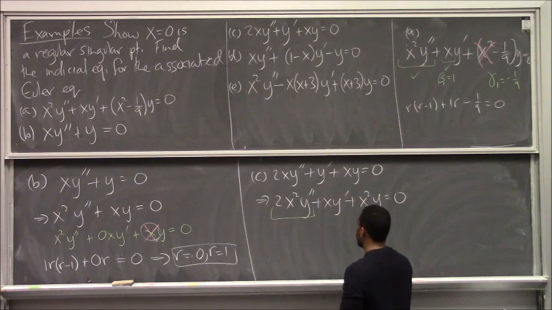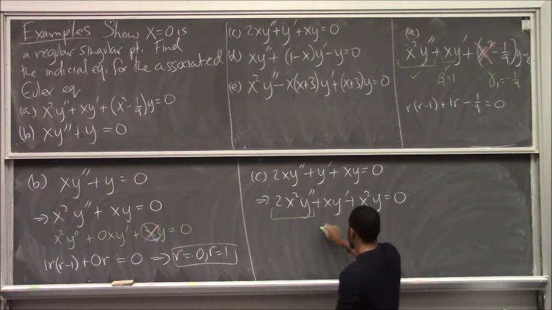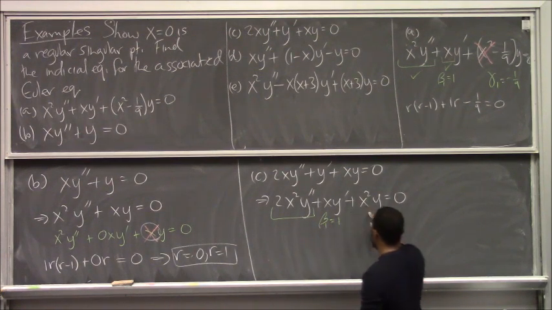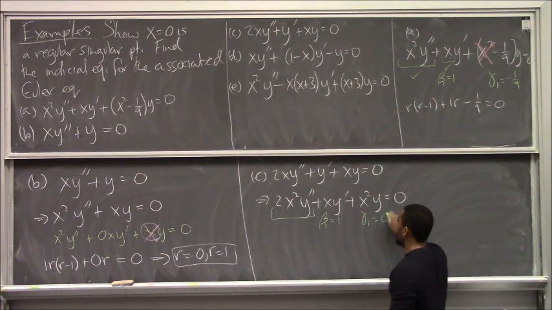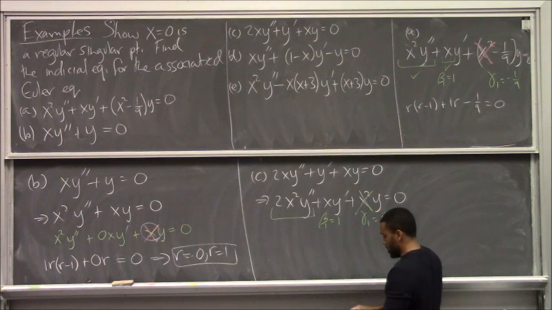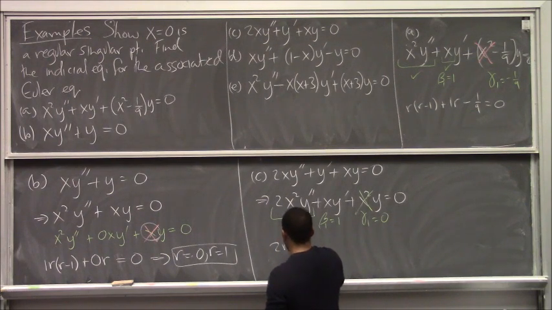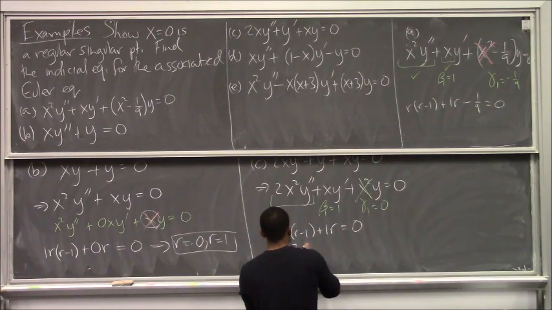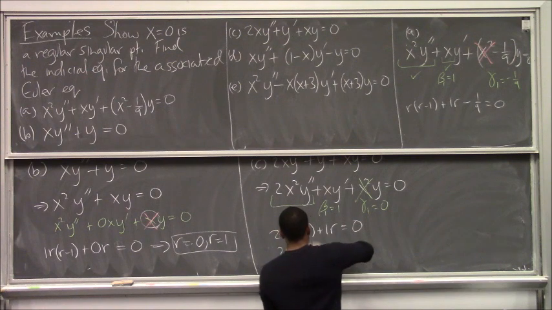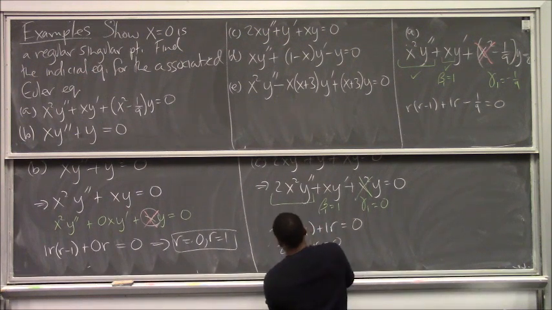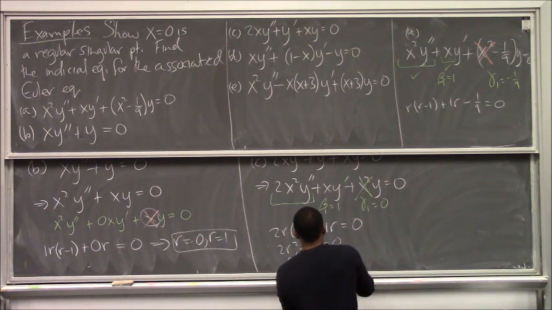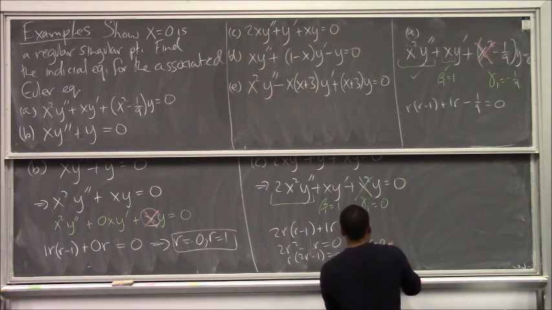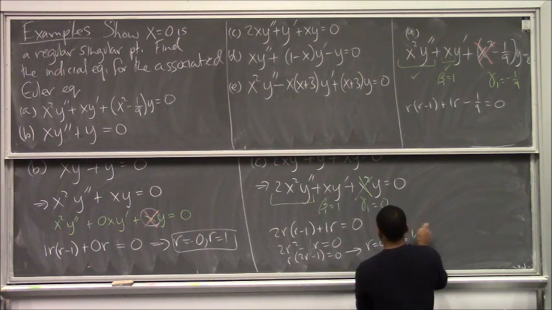Now, in that case, what would my beta be? 1. What would my gamma be? 0. Because that guy messes up. He's not a constant. He should be a constant. So pretty much now I have 2r times r minus 1 plus beta r equals 0. And I have 2r squared minus 2r plus r. So I have r times 2r minus 1 equals 0, so my r equals 0, or my r equals half.